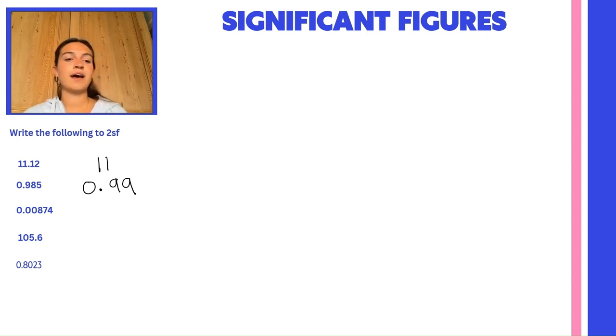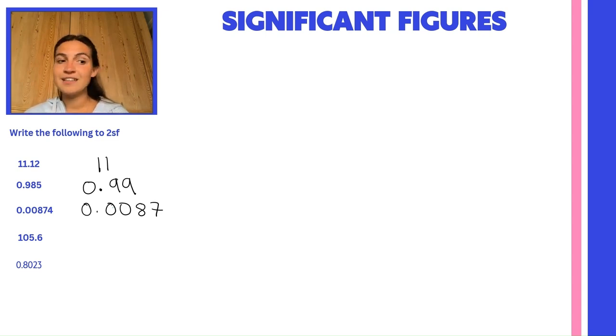Okay, next one here. None of those zeros count as significant figures because they don't have numbers before them. So my first significant figure is the 8. The second one is the 7. Do I need to round that 7 up? No, because the number that comes after it is a 4. So I've got 0.0087.